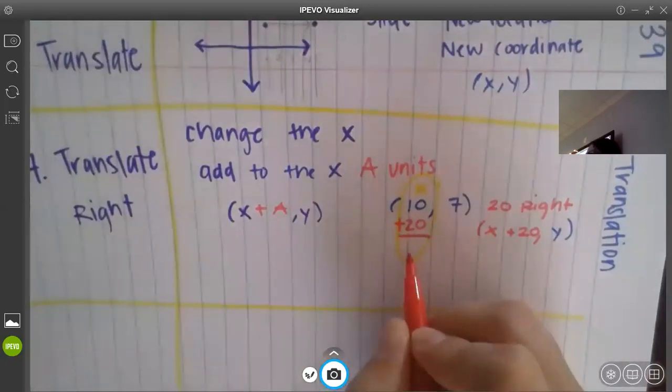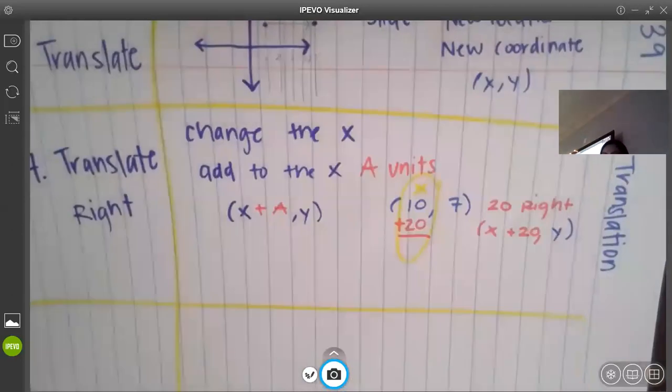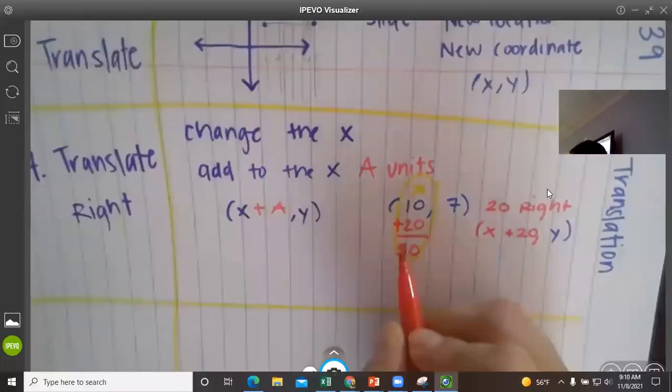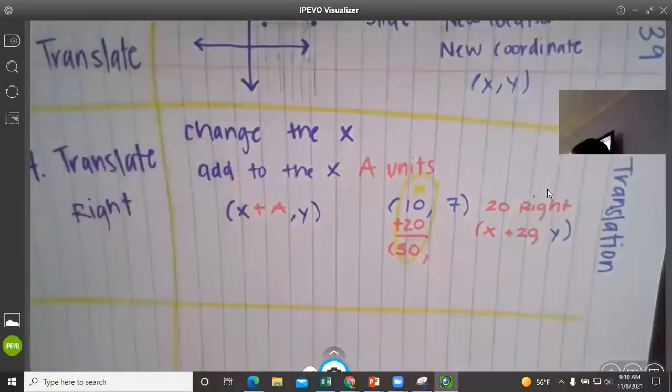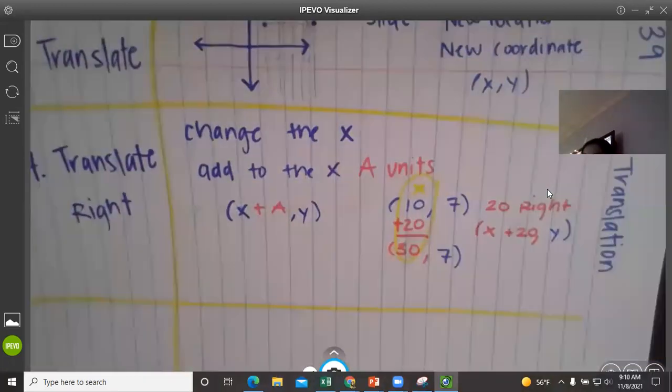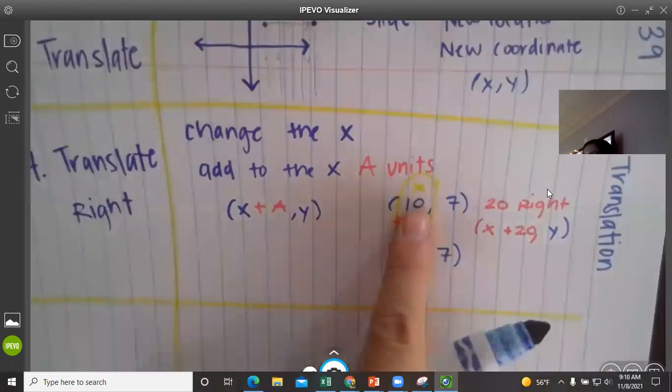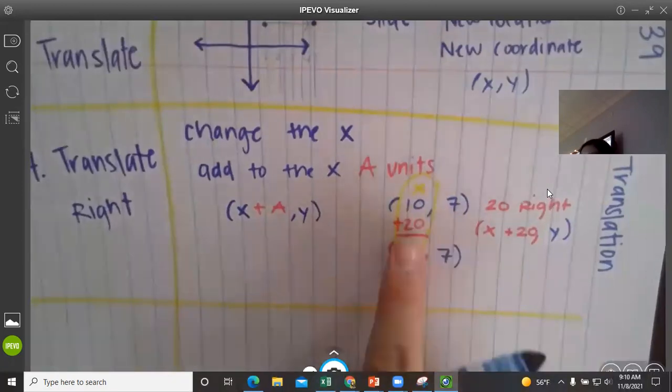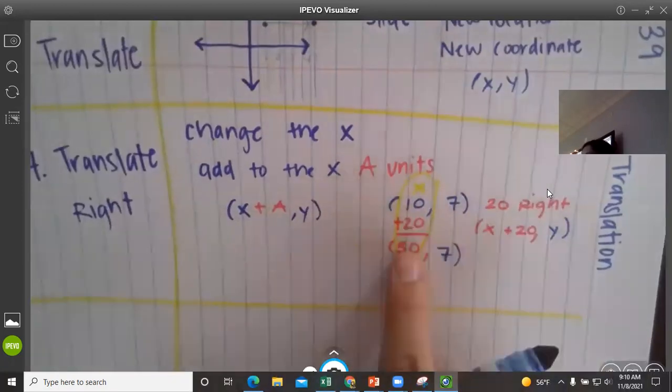So 10 plus 20? No, this that change. 30, comma 7. So that would be after I translate this point, 10, comma 7, 20 over. My new point would be 30, comma 7.